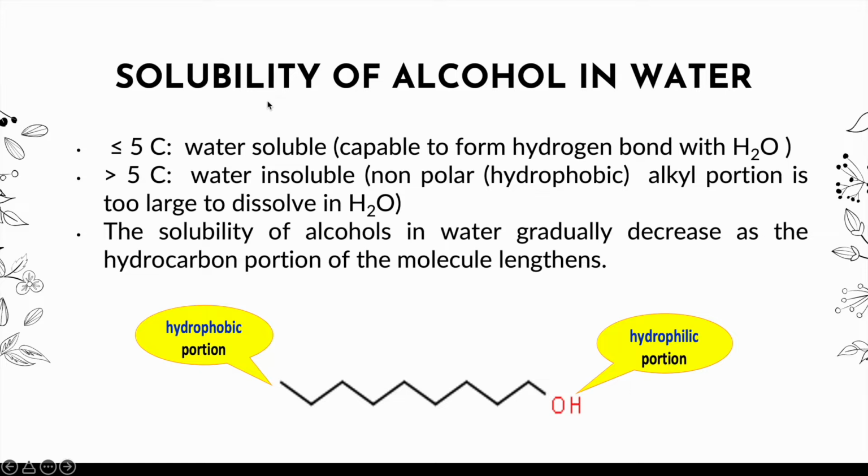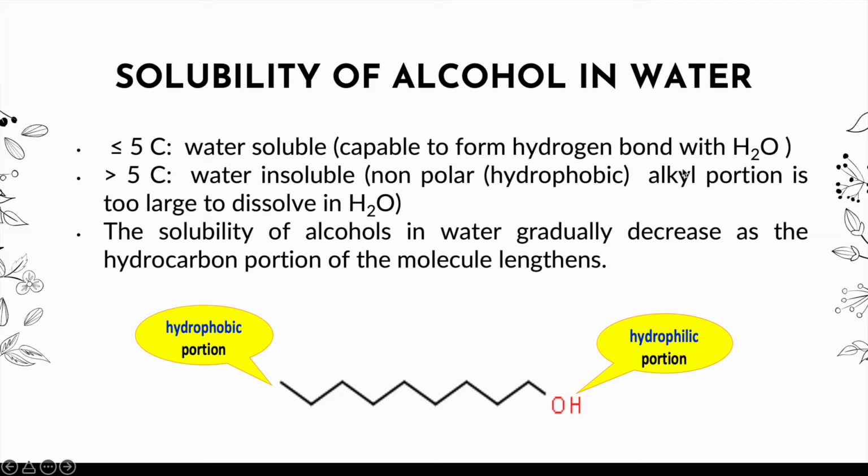solvent, which is water. So if the alcohol has 5 or fewer carbons, the alcohol is water soluble. It is capable of forming hydrogen bonds with water. That's why it is soluble, because it can form hydrogen bonds with water. Alcohol can form hydrogen bonds with water if the carbon in the alcohol is 5 or less. But if it is more than 5, 6 or above, the alcohol is water insoluble.